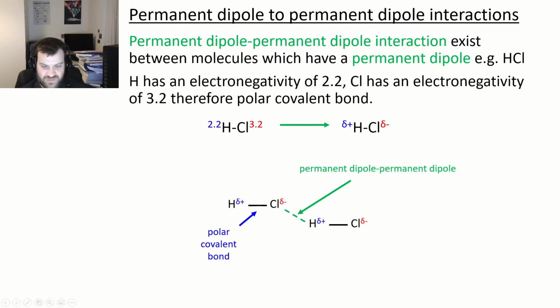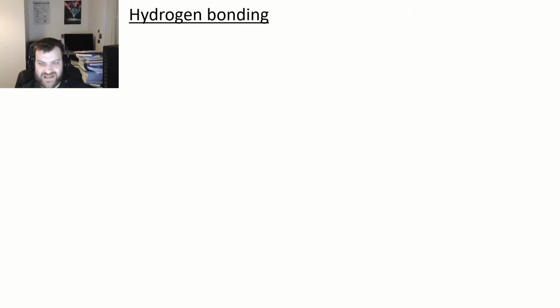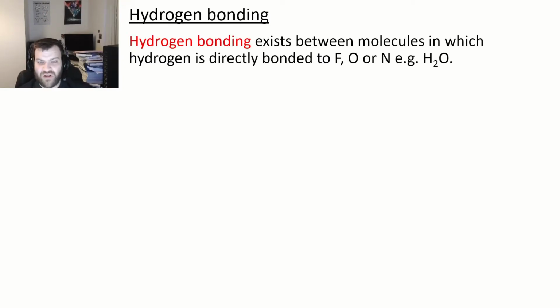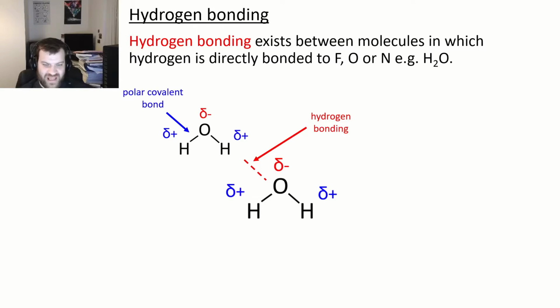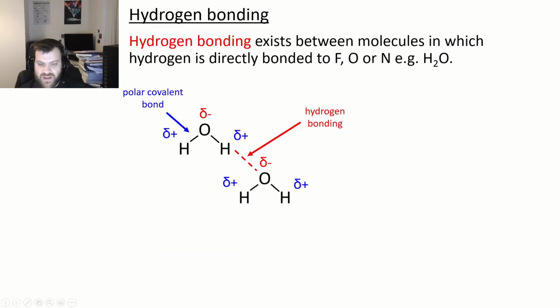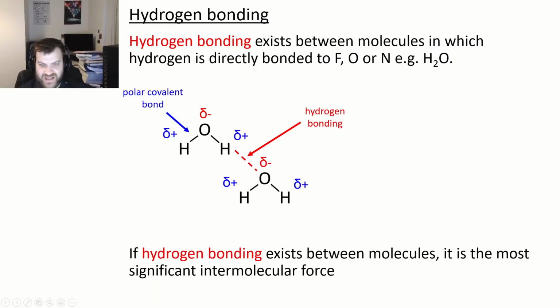Our hydrogen bonding happens in a very similar way to our permanent dipole to dipole interaction, except we're looking for a hydrogen bonded to a fluorine, oxygen, or nitrogen. And water would be a good example of this. We again have our polar covalent bond, giving us our permanent dipole. There's then an attraction between neighbouring water molecules, and this is termed as our hydrogen bonding. If there's hydrogen bonding present in a particular compound, it's going to be the most significant intermolecular force.